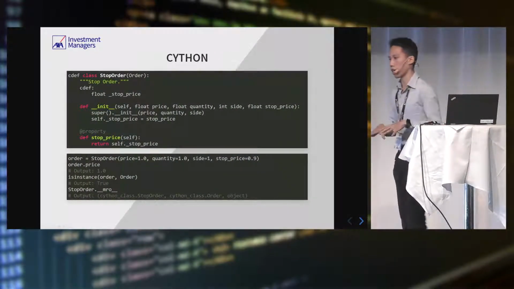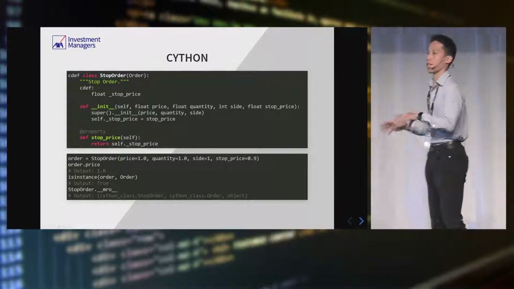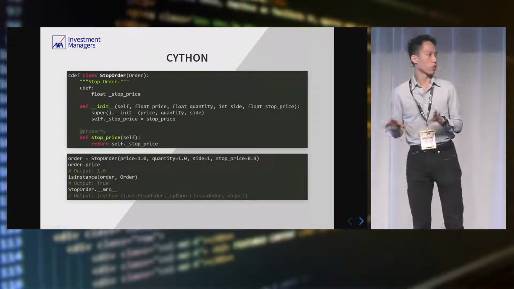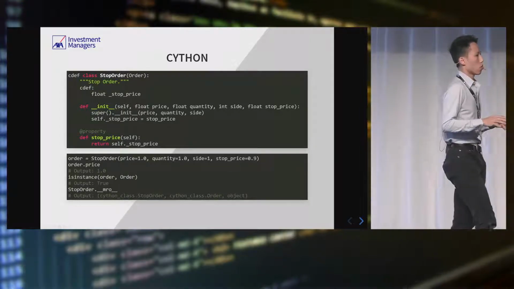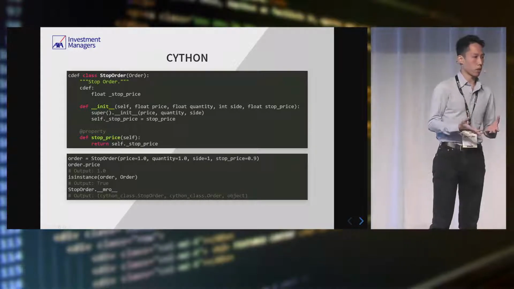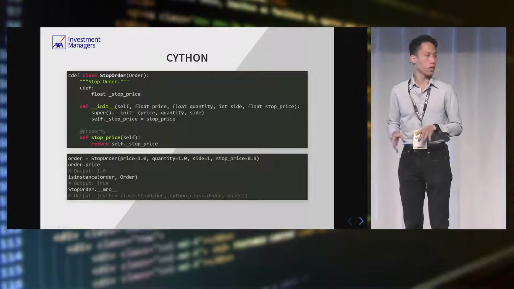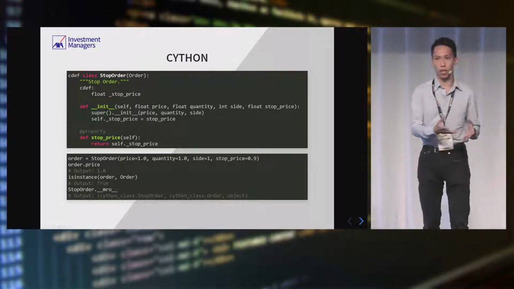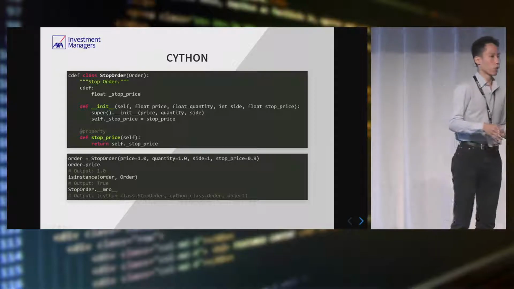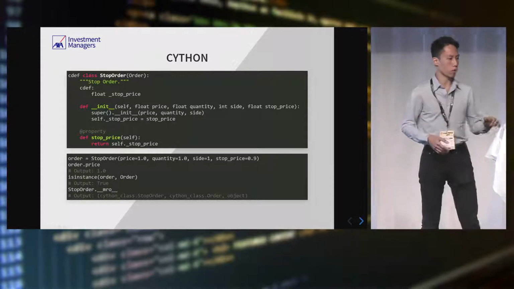Then I have another class called StopOrder, which has an extra attribute called the stop price. On the Python level, I create a StopOrder object. I can see the inheritance within the StopOrder, which is a subclass of Order, and I can also access the subclass attribute.